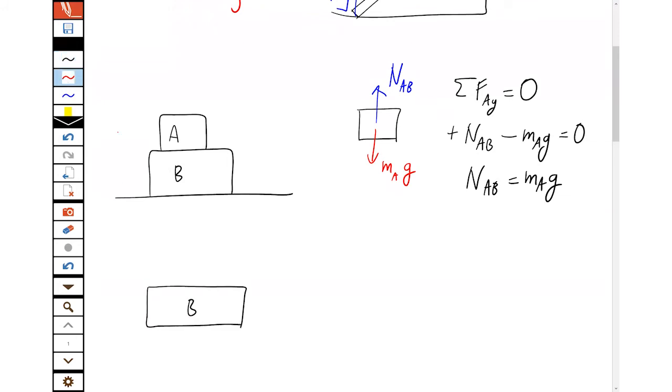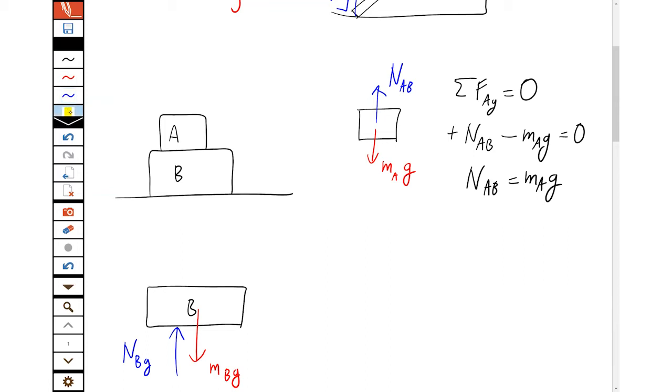So B has its own weight acting down, and the normal force between B and the ground acting up. If B was sitting there on its own, that's all that would be happening. But remember, A is touching it from above, so there's a normal force between them.